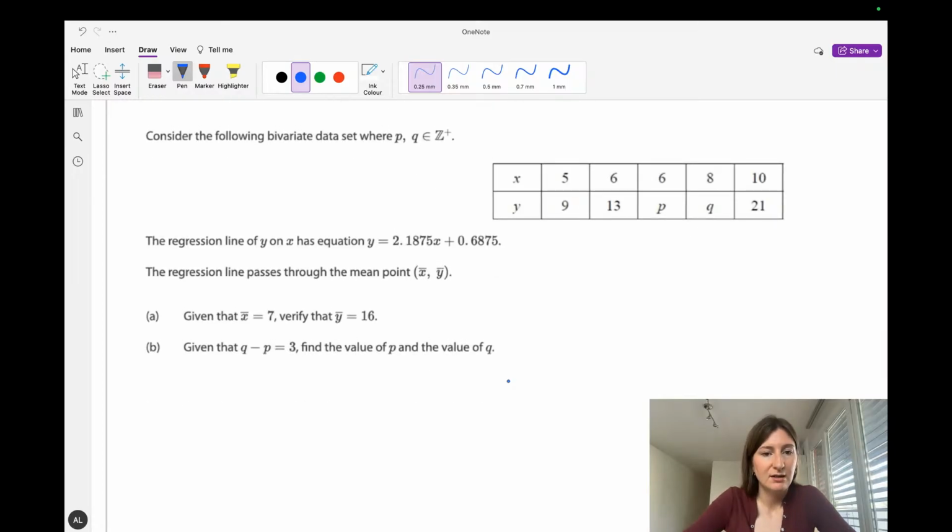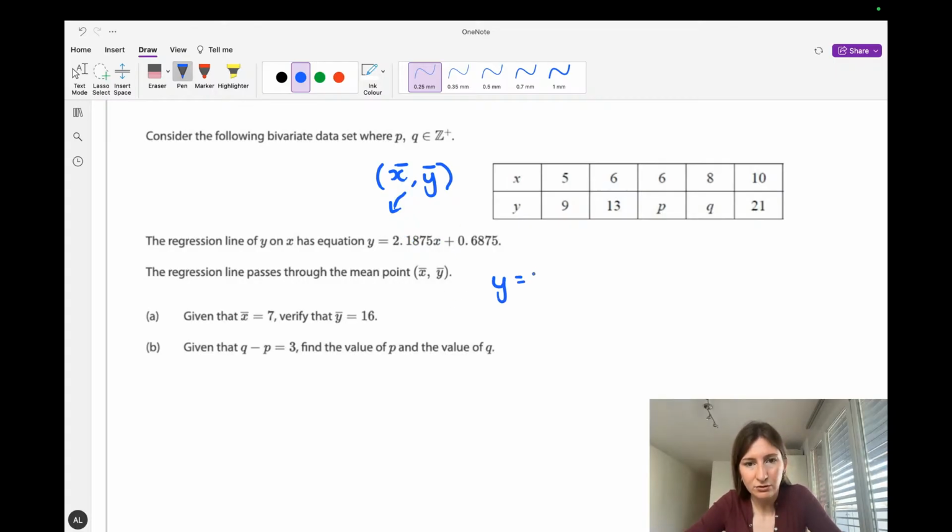Given that the mean of X equals 7, verify that the mean of Y equals 16. Okay, so they've given us an X value and we need to verify a Y value. Luckily, they've given us the equation already. And remember that our X mean point and our Y mean point lie on this line. That was one of the requirements, that our X mean, Y mean go through this. So all we have to do is substitute. So I'm going to just write that over here.